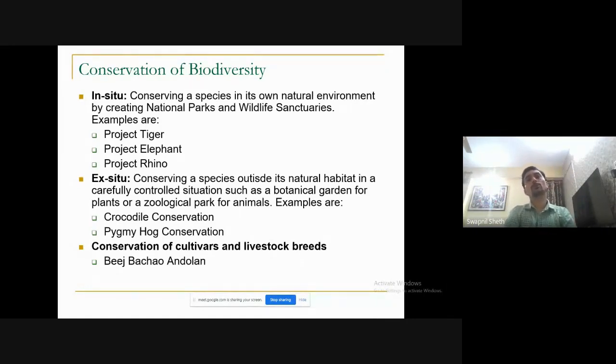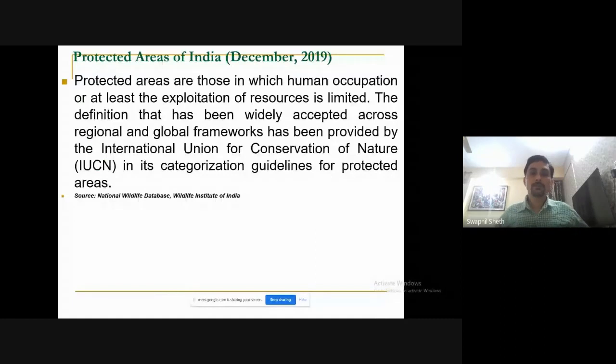In Pune we have the Katraj Zoological Park, which is a perfect example of this ex situ kind of conservation. Then the protected area network, in which human occupation or at least the exploitation of resources is limited. The definition that has been widely accepted across regional and global frameworks has been provided by the International Union for Conservation of Nature, IUCN, which categorizes the guidelines for protected areas.